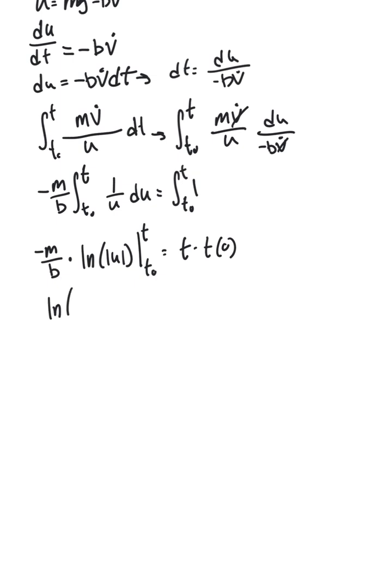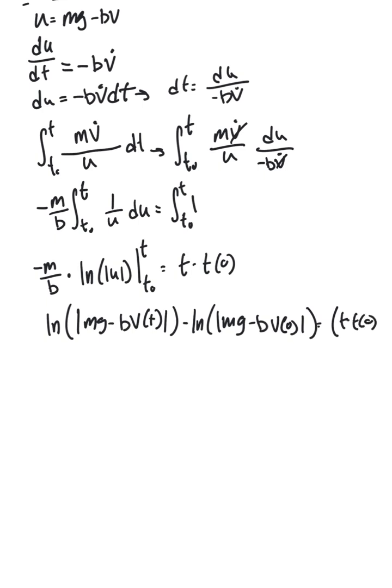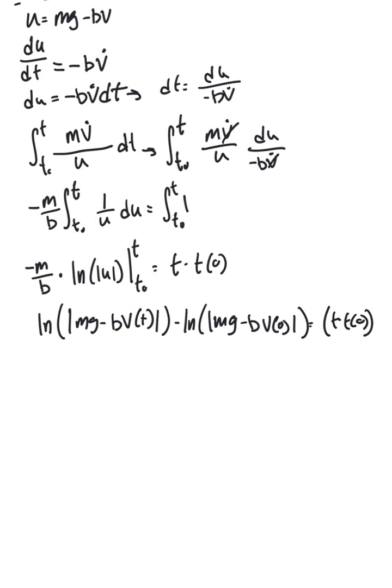So we're going to get ln, and plugging back in for u, where u was mg minus bv, we're going to have mg minus bv of t, and then we're going to have minus ln mg minus bv naught is equal to t minus t0 multiplied by minus b over m.